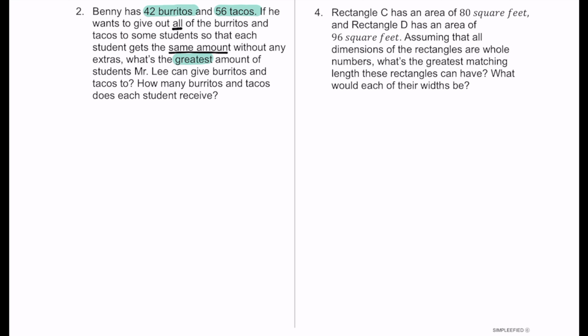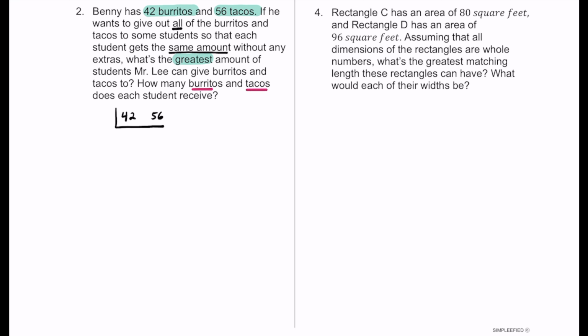So Benny and Mr. Lee are going to be giving out these burritos and tacos. Also, how many burritos and tacos does each student receive? All right, so we're going to be giving out lots of food here. Just like in the last example, I'm going to use that ladder method. So I'm going to put 42 and 56 right next to each other here. And let's see what goes into both of these.